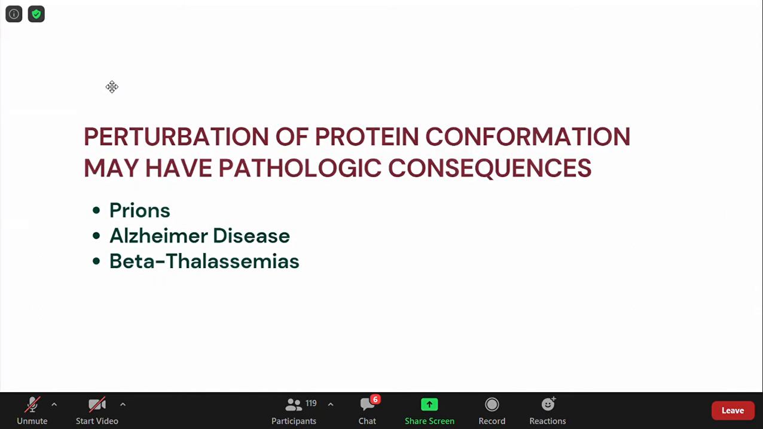Perturbation of protein conformation may have pathologic consequences. So you have prions. Okay, prion proteins. You have Alzheimer's disease. You have beta thalassemias. Beta thalassemia is a problem of your hemoglobin, where your beta subunit has a genetic disorder. So as an oxygen carrier, your hemoglobin does not work. If you have so many beta thalassemias in your blood, the oxygenation of your tissues would be impaired.